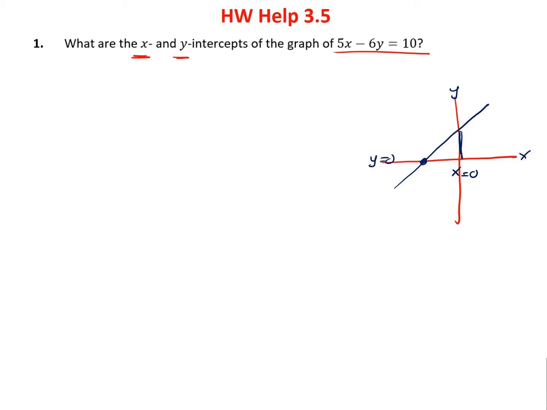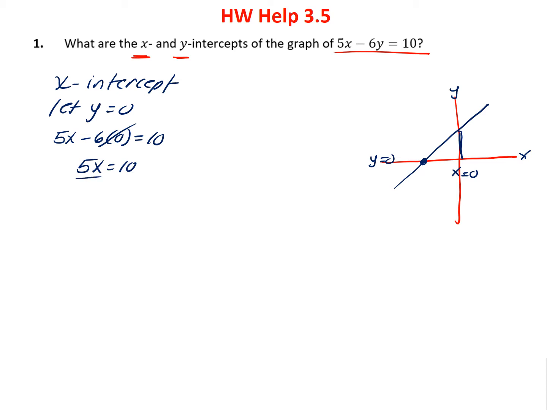So all we have to do to find the x and the y is to put in 0 for the x or the y. For example, if I want to find the x-intercept, I let y equal 0. That will give me all of the ones along the x-axis. So I put in here 5x minus 6 times 0 equals 10. 6 times 0 is 0, so that goes away, and I just have 5x equals 10. Divide by 5, and I get x equals 2. So my x-intercept is the point 2, 0.